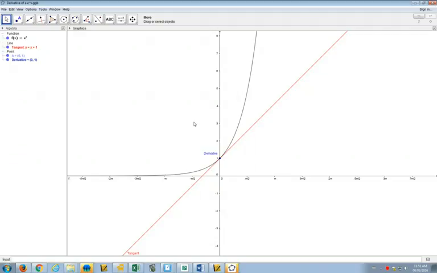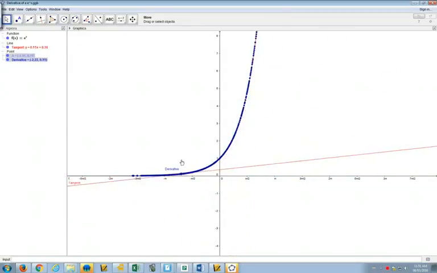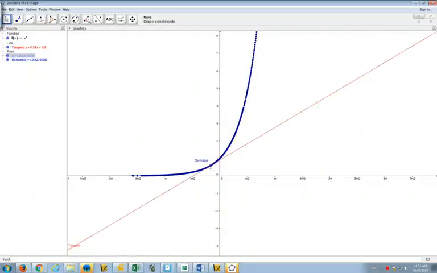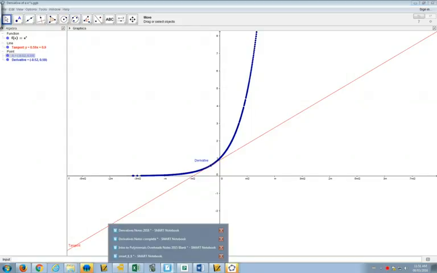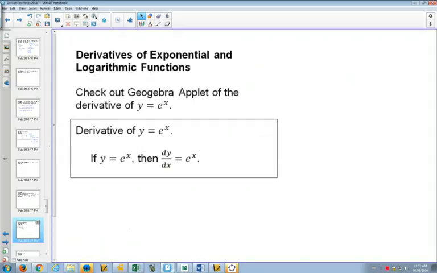So we got this crazy number, and when we do the derivative and we trace out all these different slopes, what do you notice? It's the same thing. It's one of the easiest and sometimes more confusing derivatives because it doesn't change. So when we go back to our notes here, the derivative of e to the x is e to the x. It doesn't change.